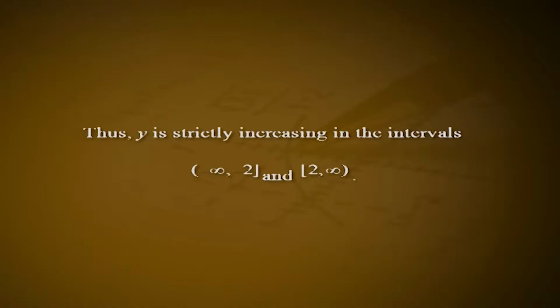Thus, y is strictly increasing in the left open interval (minus infinity, minus 2) and right open interval (2, infinity). Also, y is strictly decreasing in the closed interval [minus 2, 2]. Finally, y is maximum for x is equal to minus 2 and minimum for x is equal to 2.